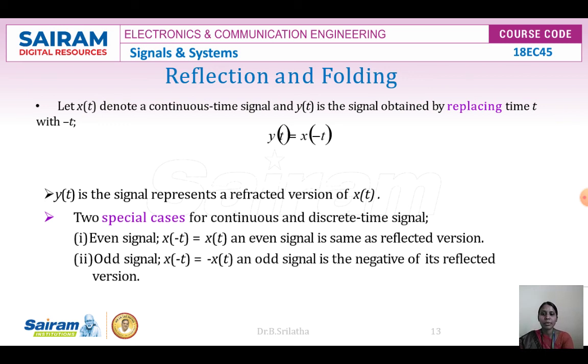Now the two special cases. Here we can apply the two special cases. One is the even signal. If it is an even signal and you apply the minus, you should get the positive. Then only can we call it an even signal. So x of minus t is nothing but x of t. The even signal is the same as its reflected version. And then the odd signal: x of minus t, if you substitute minus t instead of t, you should get minus x of t. That is the odd signal. It is the negative of the reflected version.